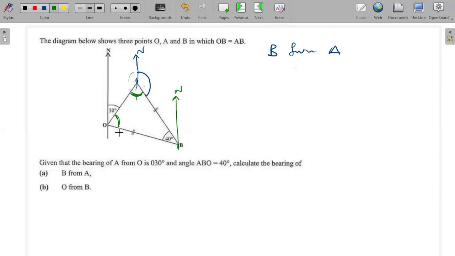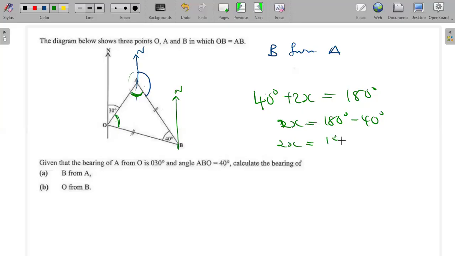In order to do that, they've said this side and this side are equal. It means that if the two sides are equal, these two angles inside are going to be equal. Since angles in a triangle add up to 180 degrees, I have 40 degrees plus 2x is equal to 180 degrees. Then 2x is equal to 180 degrees minus 40 degrees, so 2x is equal to 140, divided by 2, and I get x is equal to 70 degrees.